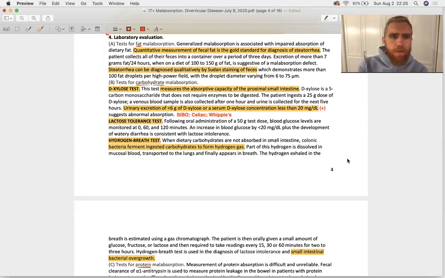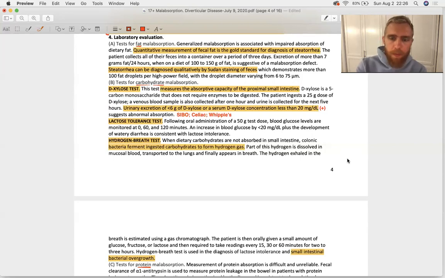You want to know the gold standard for testing for fat malabsorption is quantitative stool analysis for fecal fat. So you put it in a bottle and send it to the lab, and they measure and quantify the amount of fat in the stool. You can also qualitatively do so by Sudan staining feces, although I don't know why anyone would ever want to do that. Let the machine take care of that. So fat malabsorption is quite common. Carbohydrate malabsorption is assessed by the D-xylose test, which essentially, if you give someone xylose, they should absorb all of it.